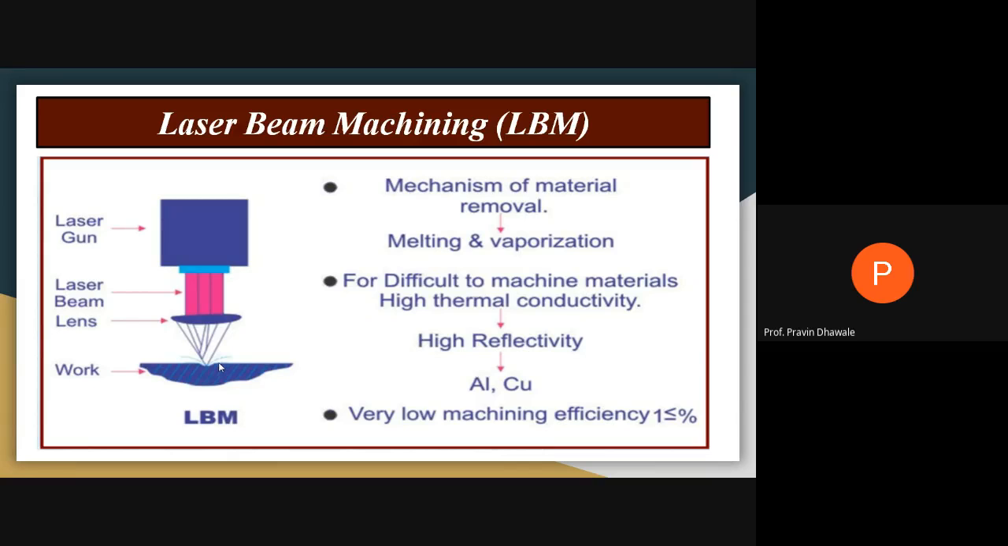If the material has high thermal conductivity, like aluminum and copper, which are thermally conductive materials, it is quite difficult to machine such material by laser beam machining. So the efficiency of such machining will be very low. This is the setup for laser beam machining. You draw the setup diagram or block diagram for laser beam machining.